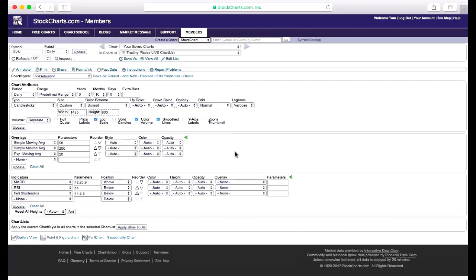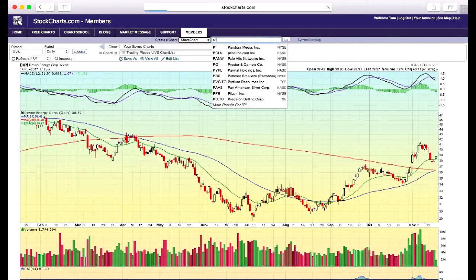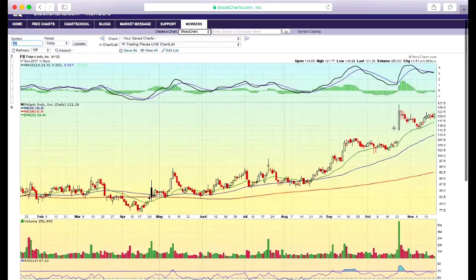But I got a couple of different ones to show you. I'll show you some that are working, some that aren't. Actually, PII, I did take profits on. This was Polaris. And the reason, again, was this gap support, top of gap support, and the rising 20-day moving average. We pulled right back. You can see post-earnings, huge gap up, massive volume, and buying throughout the day after the gap up.